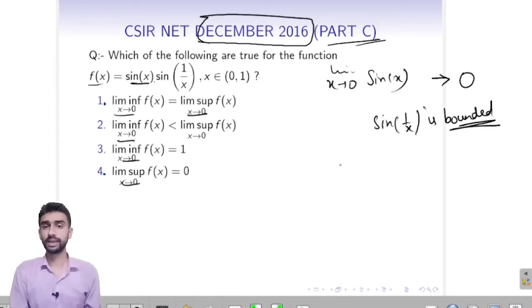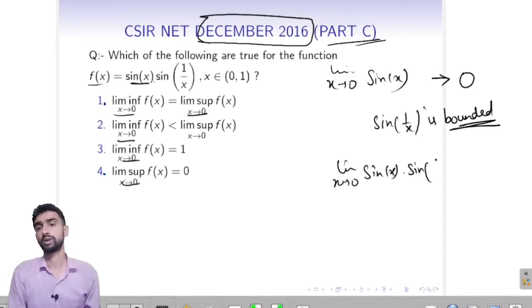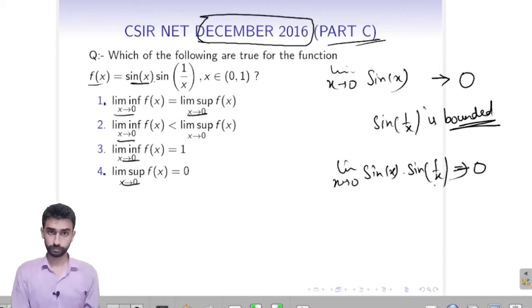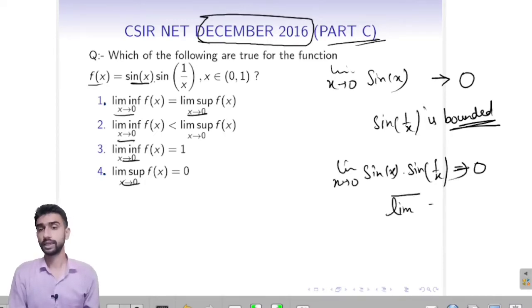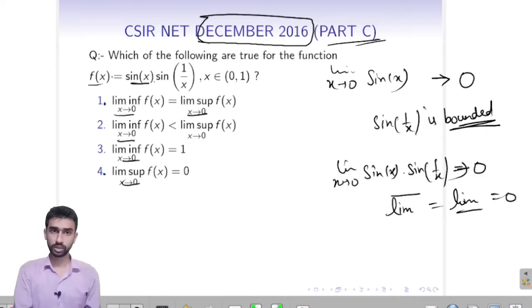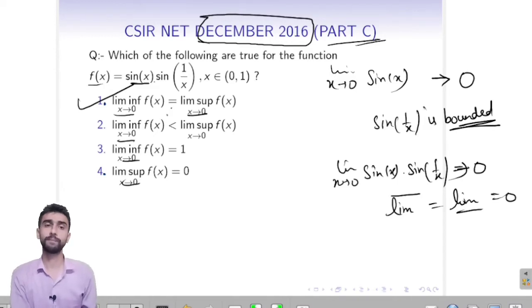So it tells me that the limit as x tends to 0 for this whole thing, sine 1 by x, tends to 0. Now the limit of this function tends to 0, which says the LimSup is equal to the LimInf, which is equal to 0. So by this theorem we can say the first option is correct because it says LimSup and LimInf are equal. The second says LimInf is less than LimSup, which is incorrect.